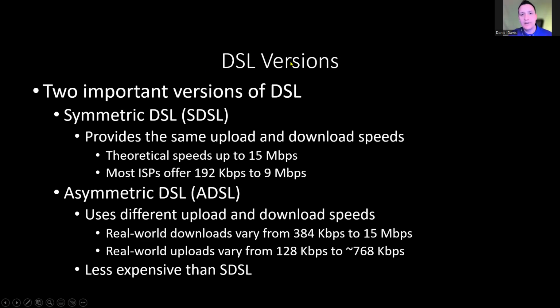There are two versions of DSL that we're going to talk about: asymmetric DSL and symmetric DSL. Symmetric DSL provides the same upload speeds and download speeds. That is the key idea there. That's what makes it symmetric. You can have theoretical speeds of up to 15 megabytes per second. Realistically, most ISPs will offer something closer to this range right here.